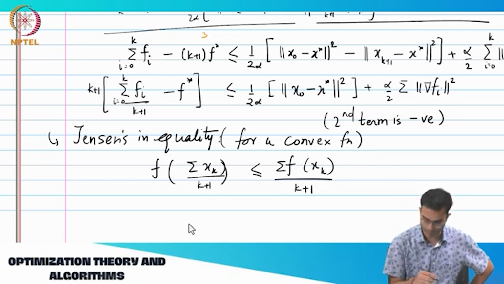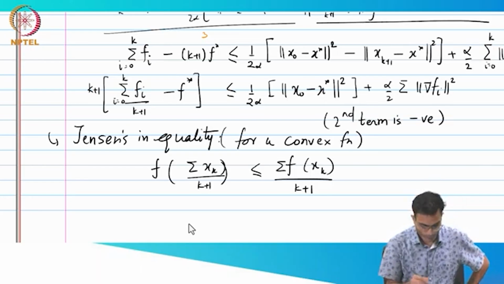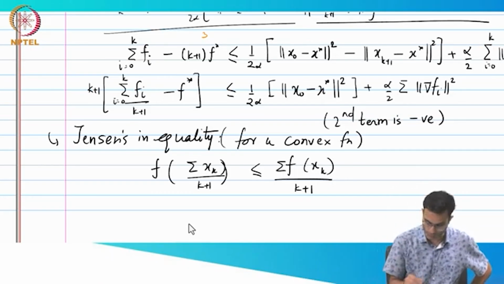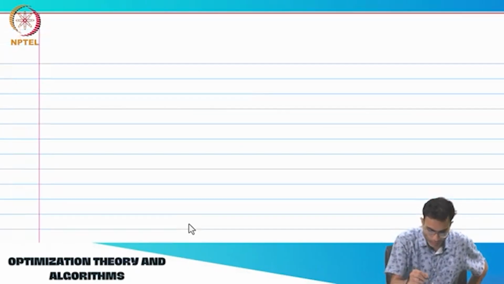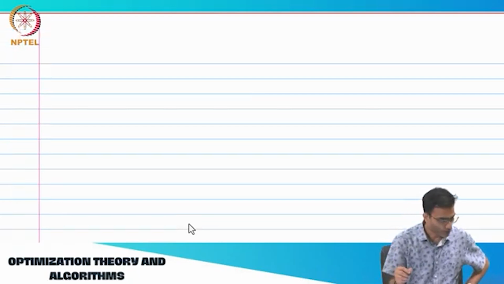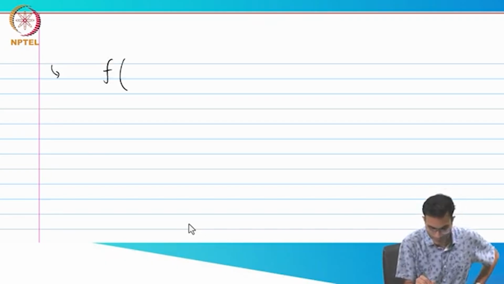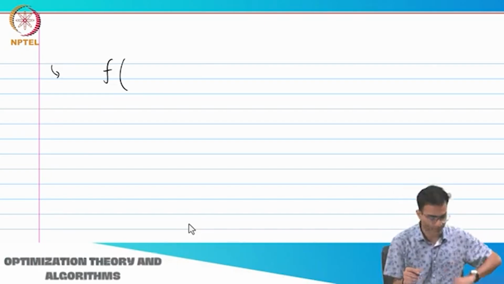We can substitute this Jensen's inequality. The next step will show you what we are trying to get at. So I'll write down the final expression after using Jensen's inequality. So f of, I'm going to replace the average of functions by the function of the average.